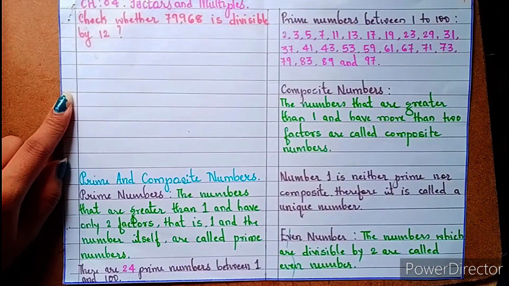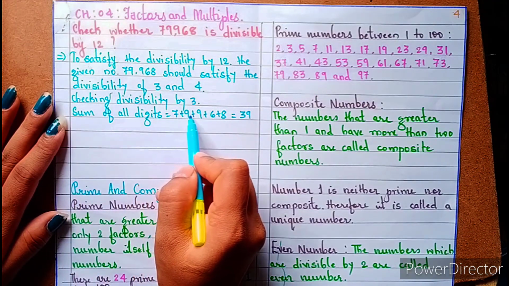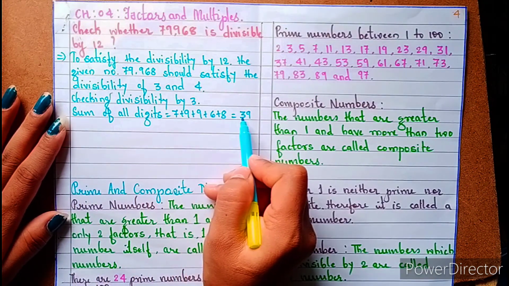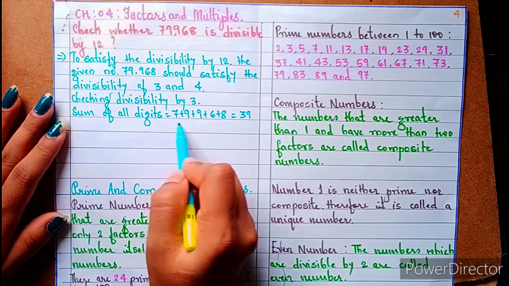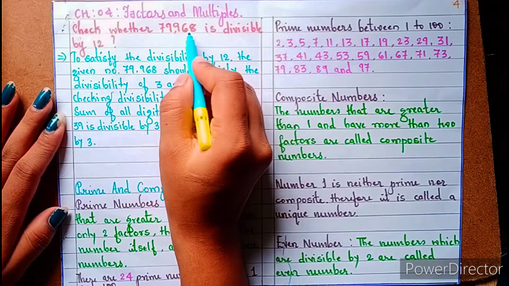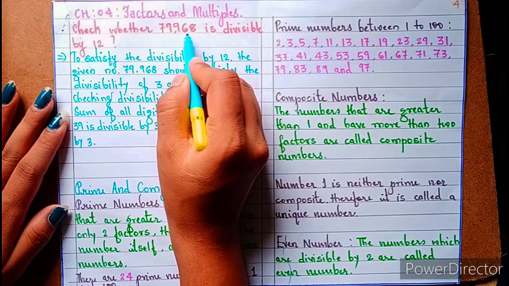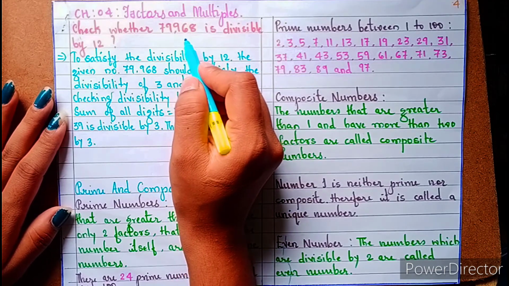So let's find the divisibility by 3. The sum of all digits, 7 plus 9 plus 9 plus 6 plus 8, equals 39. Thus 39 is divisible by 3, hence the given number is divisible by 3. Now to check the divisibility by 4, the last two digits should be divisible by 4. So it is 68, and 68 is completely divisible by 4.